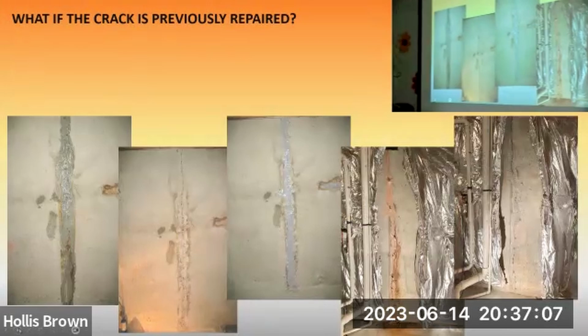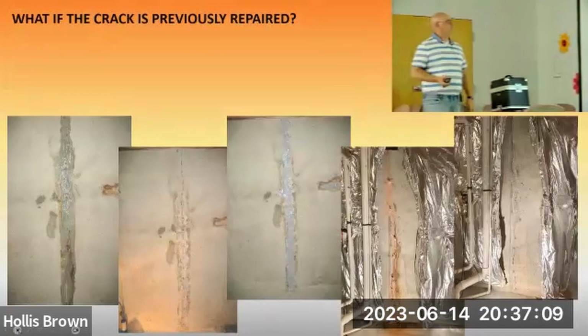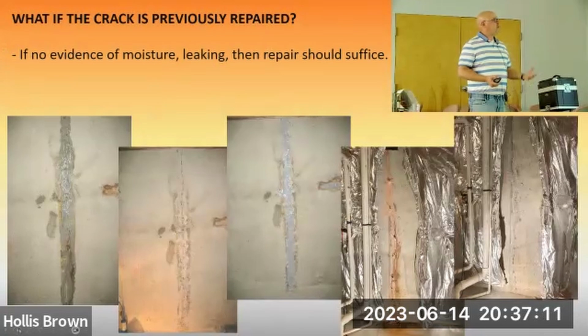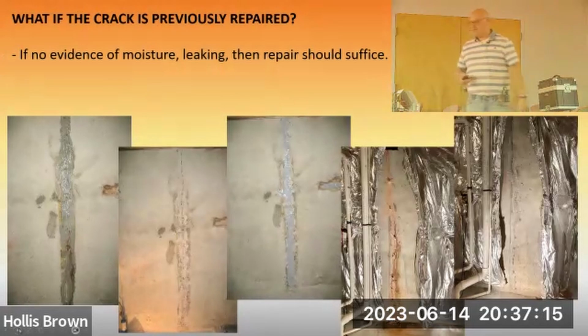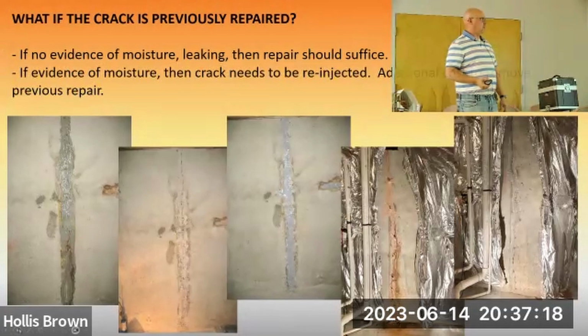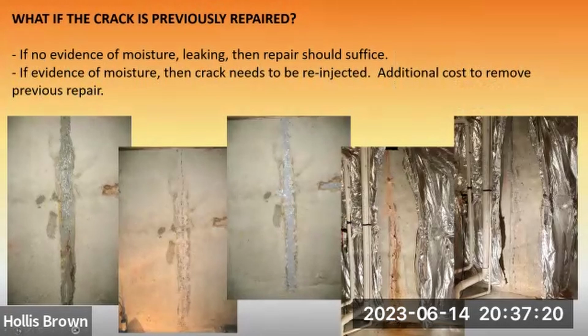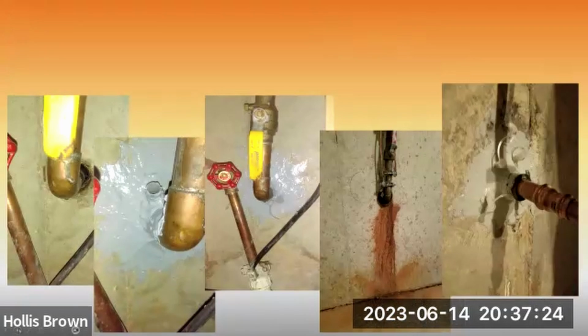Okay, we kind of covered this already, but what if the crack is previously repaired? If no evidence of moisture leaking, then the repair should suffice, as mentioned a couple of minutes ago. If evidence of moisture, then the crack needs to be re-injected. Additional cost to remove the previous repair.